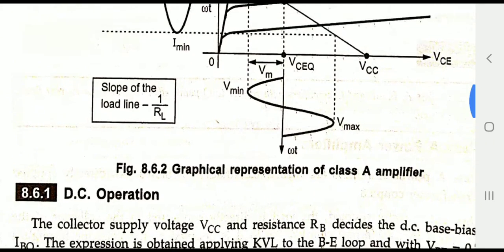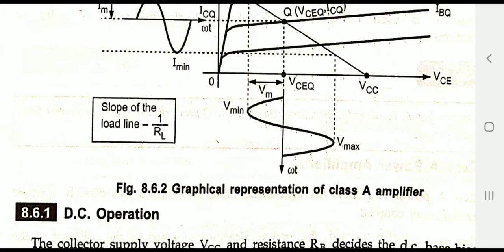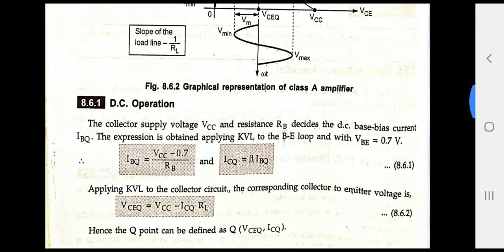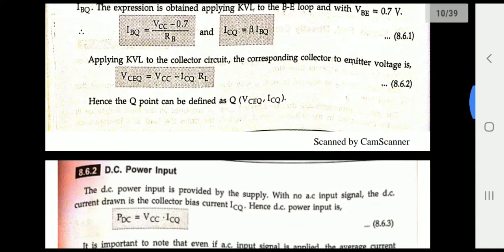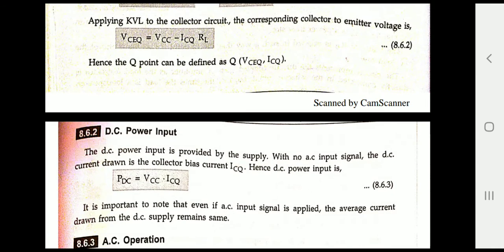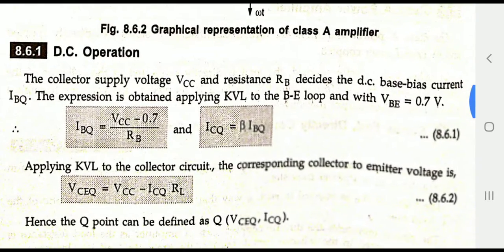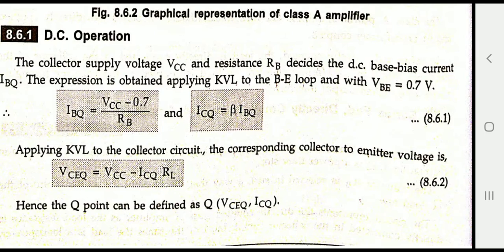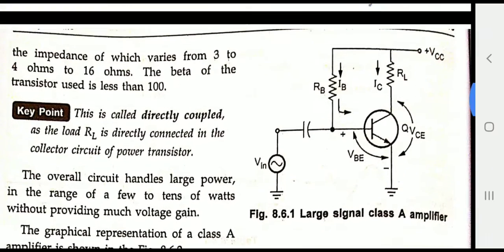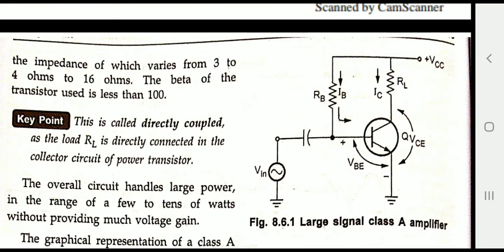Now we will focus on the nomenclatures used in this class A power amplifier. The first one is DC operation, in which we will discuss DC power input. If I consider the DC operation, all the AC components are neglected. That means in the circuit diagram, the capacitor and the input signal are eliminated. Only the DC equivalent circuit will be considered.